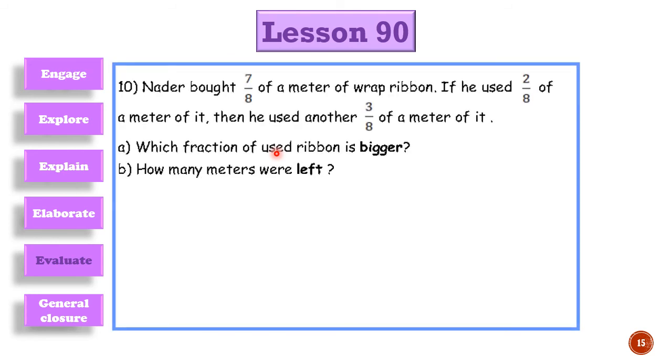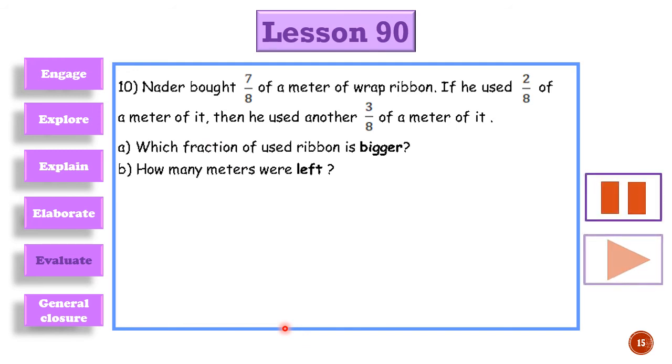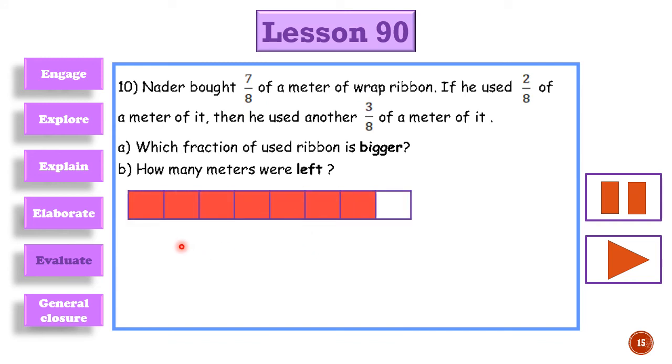Now let's evaluate our work. Here we have a story problem. You just press pause, then press play to listen to our explanation. Here Nader bought 7/8 of a meter of wrap ribbon, like this. Let's draw our fraction strip. Divide it into 8 equal parts and just color 7 parts. This is the ribbon he bought.